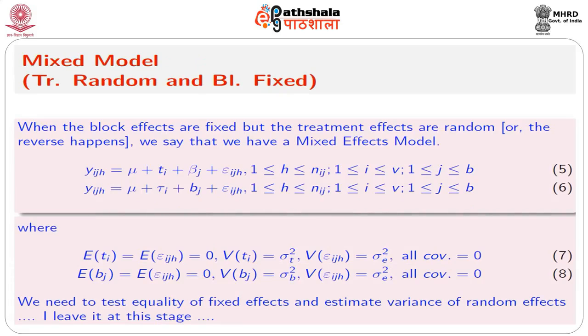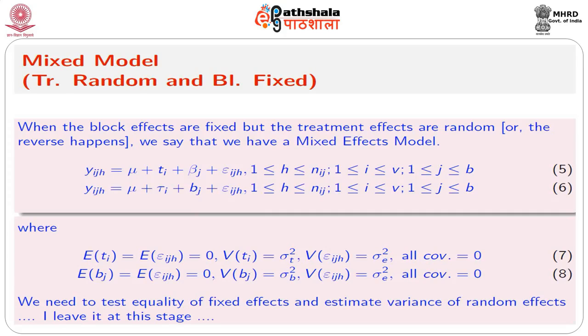When the block effects are fixed but the treatment effects are random, or the reverse happens, we say that we are in a mixed effects model scenario. To look at the expression number 5, we are writing Ti plus beta j, and in expression 6, we are writing tau i plus bj. The notations are self-explanatory.